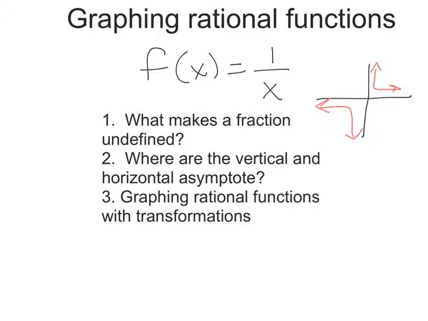Today we're graphing rational functions. A rational function, of course, is a function with a variable in the denominator. This is our most basic rational function, 1 over x. Part of our work today will be including what makes a fraction undefined, where are the vertical and horizontal asymptotes of rational functions, and how can I graph them using transformations.